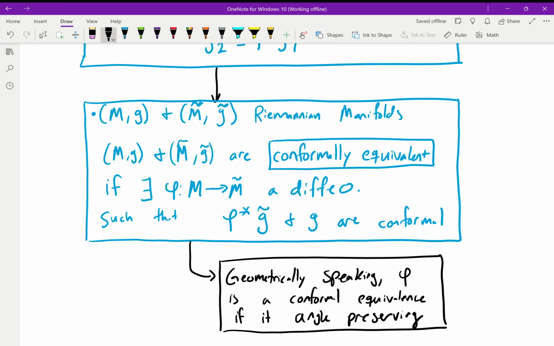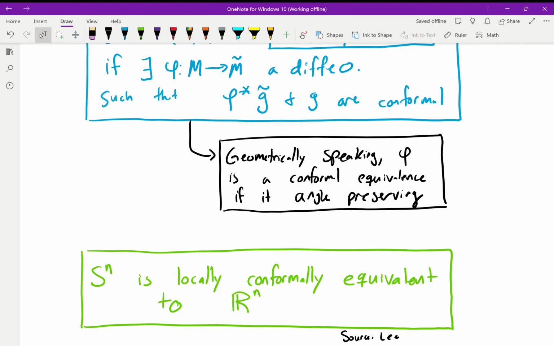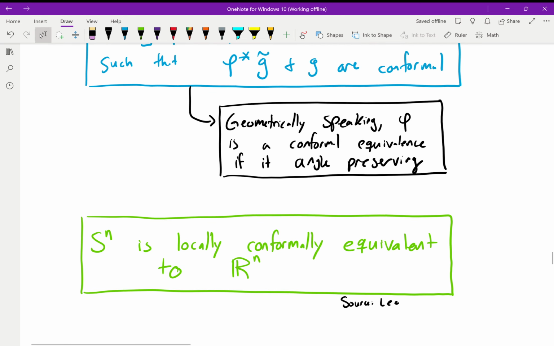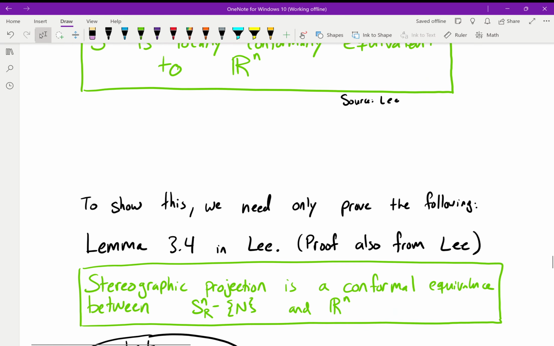Kind of like the notion of conformal you're used to from your complex analysis class. So great, how does that prove that maps are not terrible? Well, as it turns out, Sn is locally conformally equivalent to Rn. Up close, it preserves the angles. So to show this, we only need to prove the following lemma.